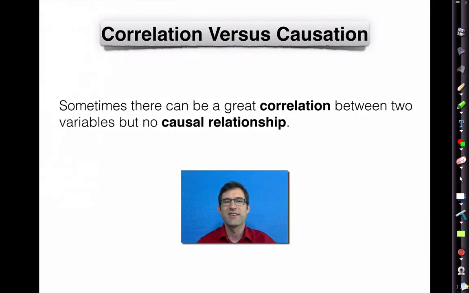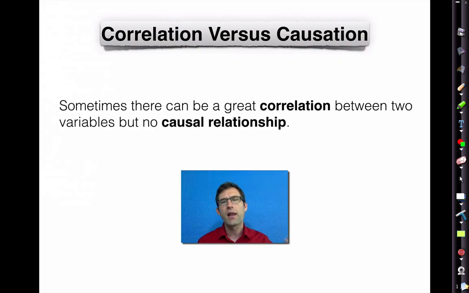Correlation versus causation. This is one of the most classic topics in all of statistics. Sometimes there can be a great correlation between two variables, but no causal relationship. In other words, you could easily have two variables that seem to move together. As one gets larger, the other one gets larger. As one gets smaller, the other gets smaller. Or it could even be a negative correlation and a really good one. Oh, as this is getting larger, this particular thing is getting smaller.